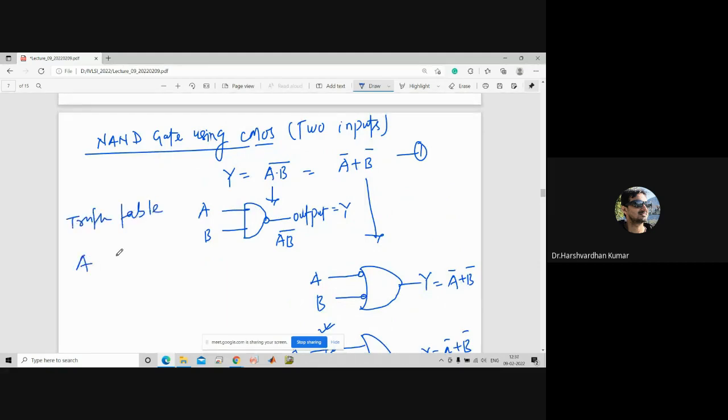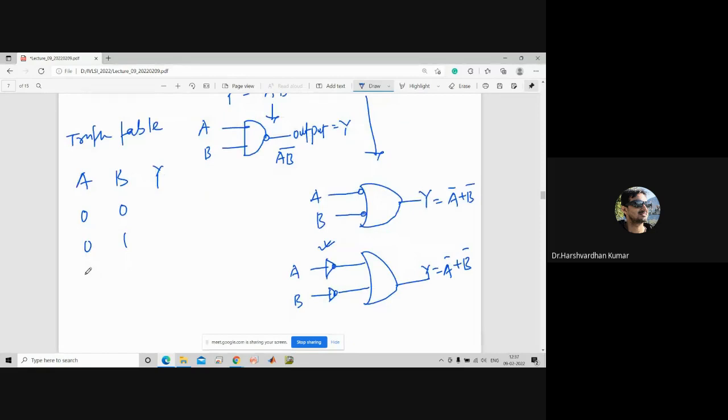So let us say this is A, B, and Y. So 0, 0, 0, 1, 1, 0, and 1, 1. So here the output will be 0. Ah, sorry, wrong, 1. So it will be 1, 1, 1, and 0, right? Okay. So now the design consideration.